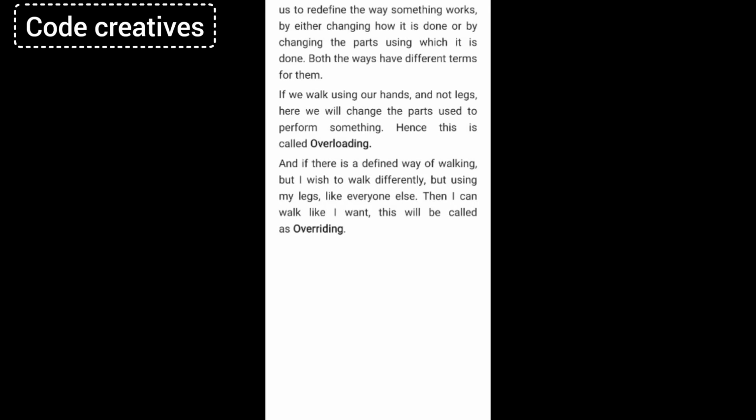And if there is a defined way of walking but I wish to walk differently, instead of using my legs like everyone else, then I can walk the way I want. So this is called overriding.